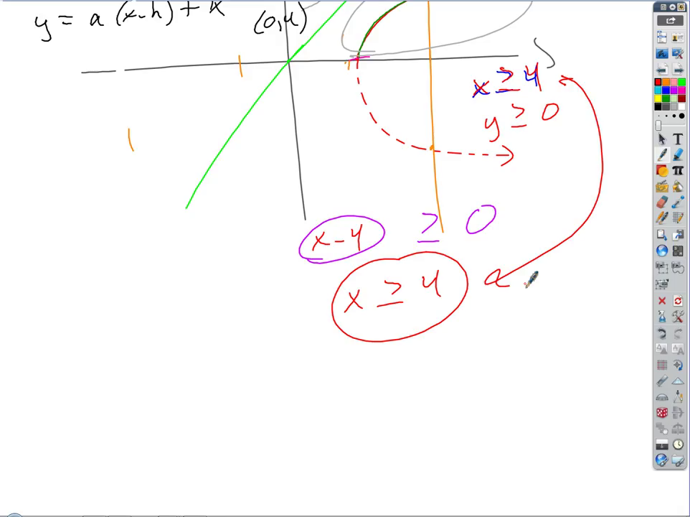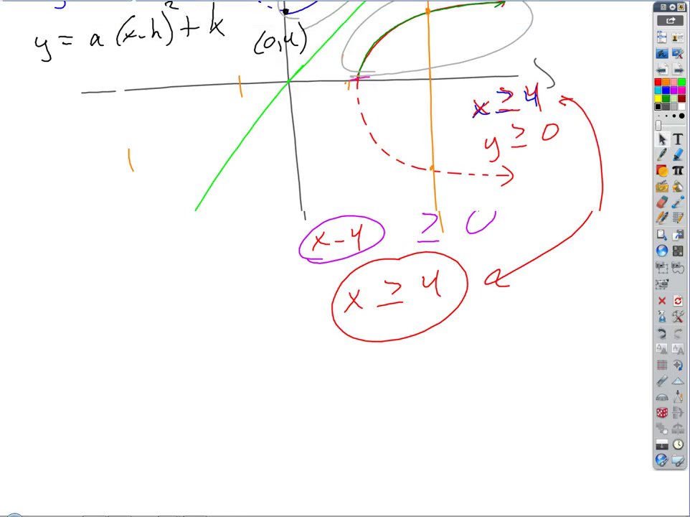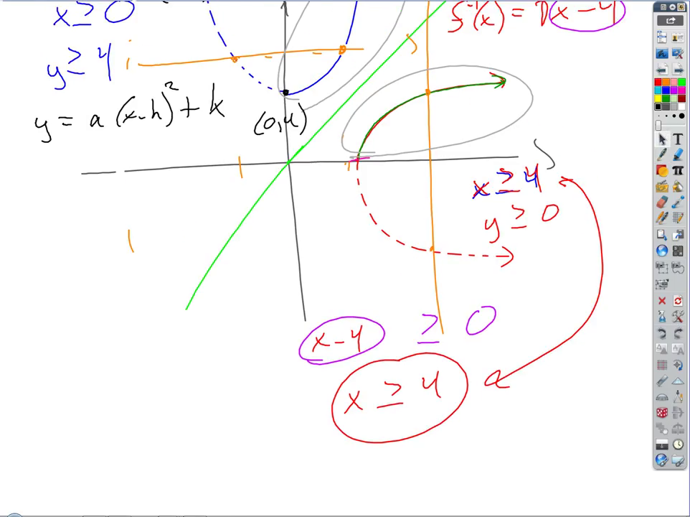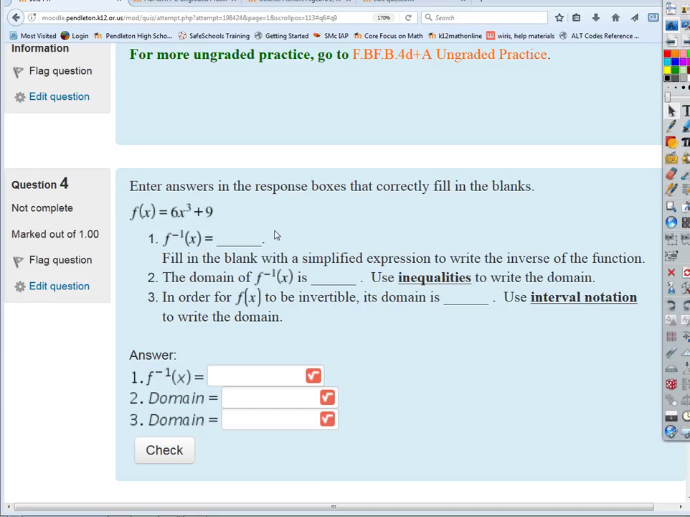Make sense? Okay? So try one of these then. How are we doing for time? We're okay. Try one of these from scratch now. So let's try that one. This is a pretty easy one.